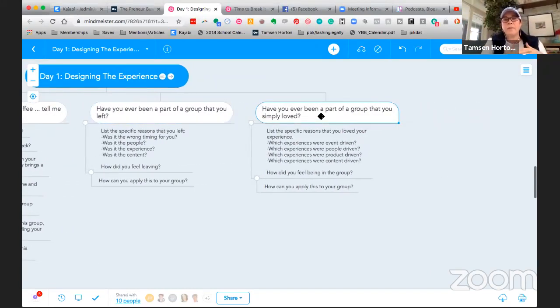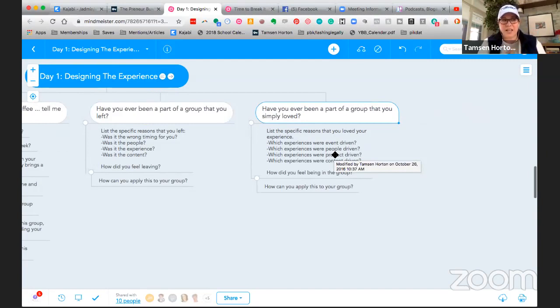Here, have you ever been a part of a group that you absolutely love? Why do you love it? What is it about that group? And it doesn't have to be something you're paying for. It can just be a group that you're affiliated with, that you participate with. But again, you're writing out all of this stuff because these will all come into play in terms of what kind of content you're developing, how often you're developing it.